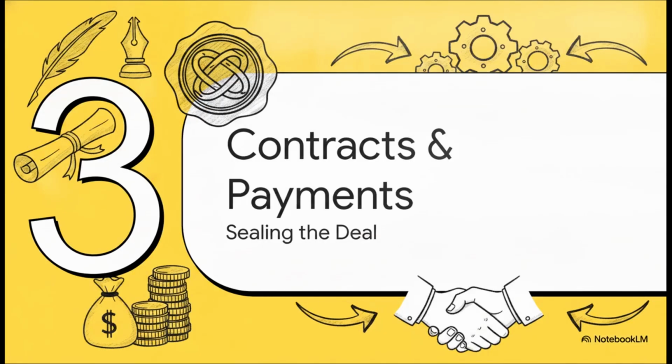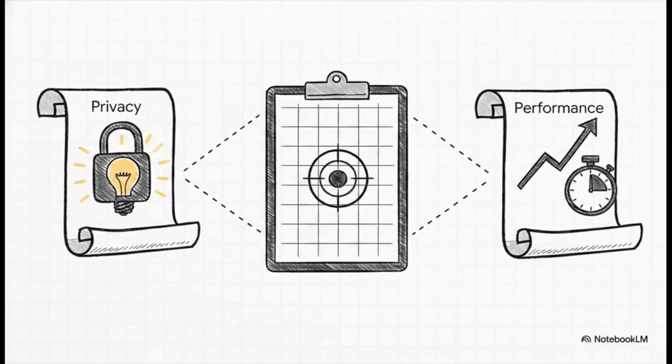Section 3. Contracts and payment models. Sealing the deal. All right, the formal handshake phase. This is where those optimistic meetings turn into legally binding agreements. And there are 3 documents you absolutely need to know. First up, the NDA, or Non-Disclosure Agreement. You sign this early on to keep your brilliant idea top secret.